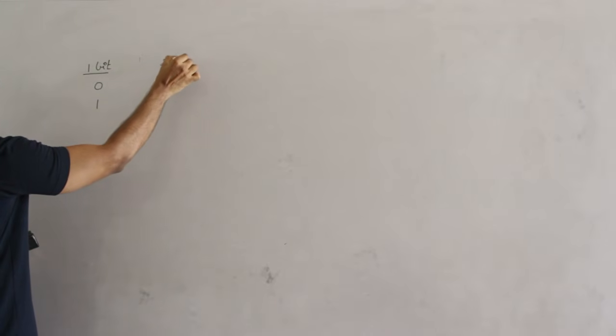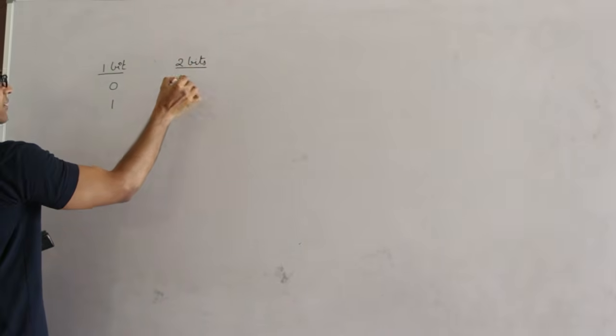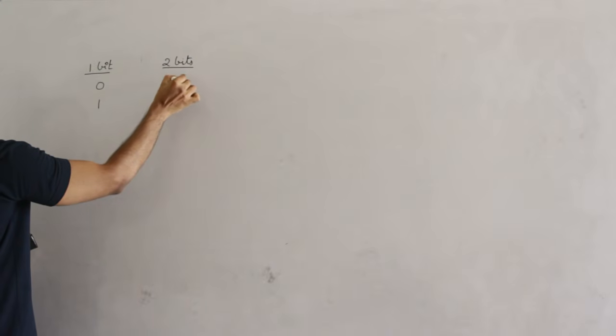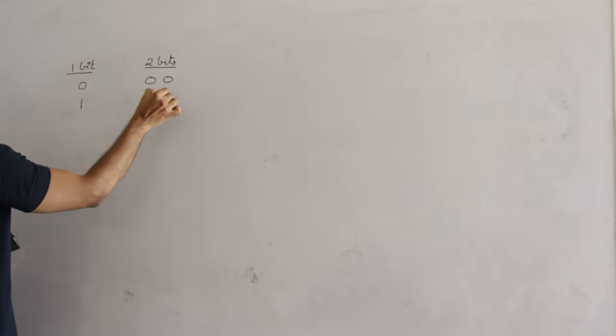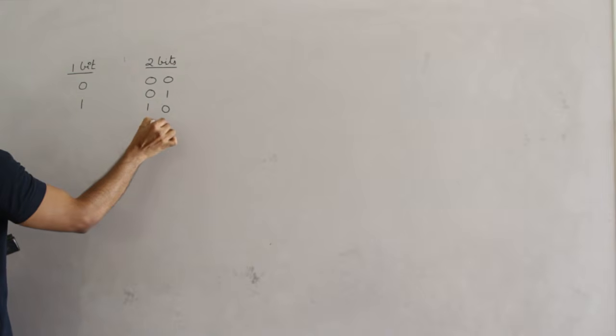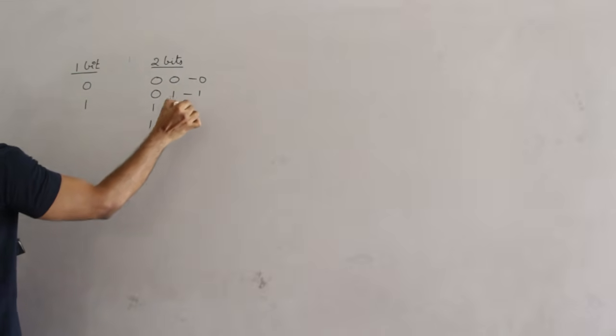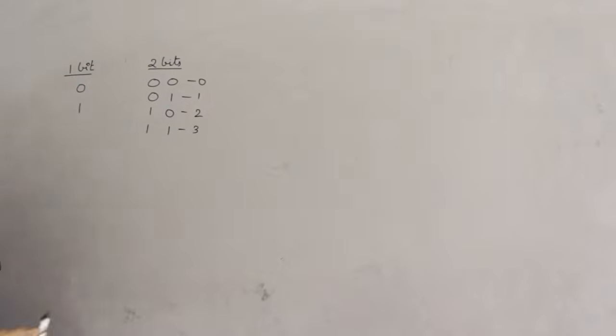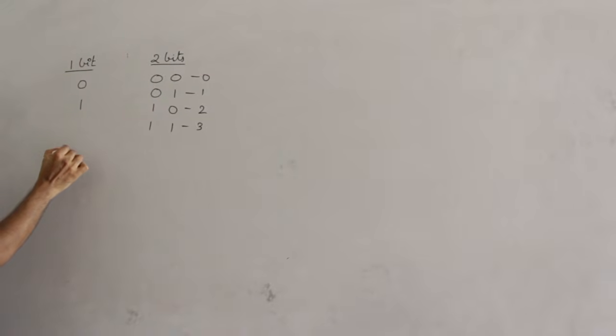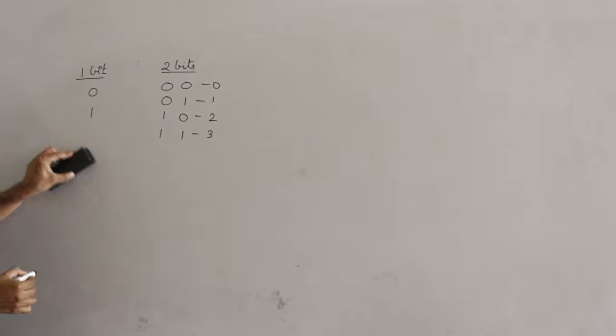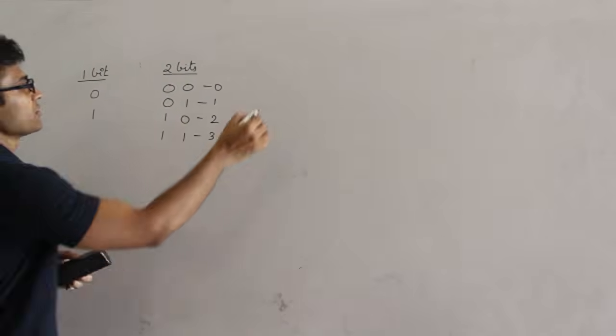If I have 2 bits, how many binary numbers are possible? I can have 4 binary numbers: 00, 01, 10, 11, which means 0, 1, 2 and 3. With 3 bits, how many binary numbers are possible?